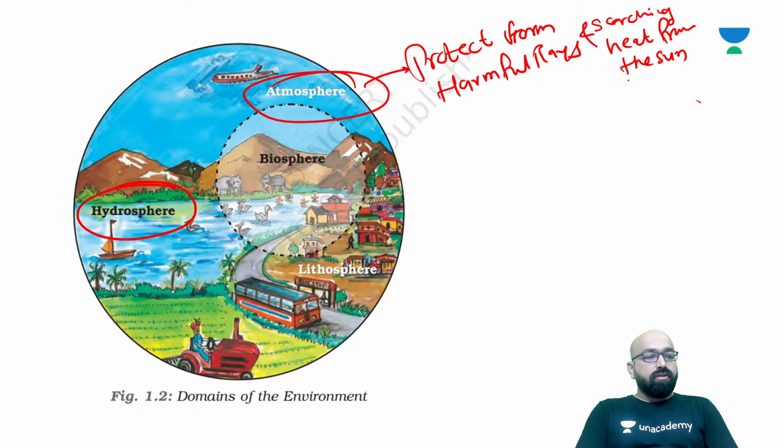Now it consists of a number of gases, dust and water vapor. The changes in the atmosphere produce changes in the weather and climate.